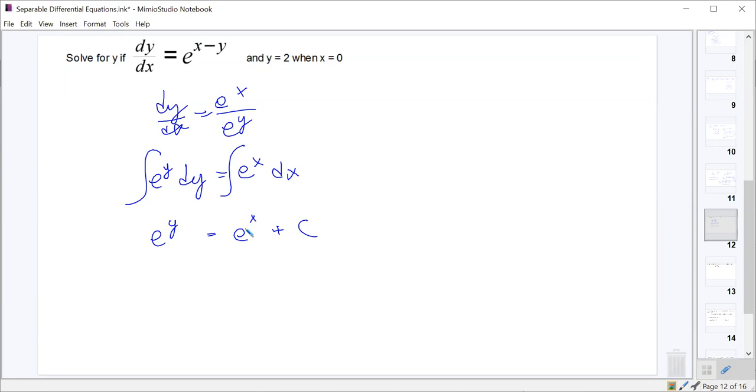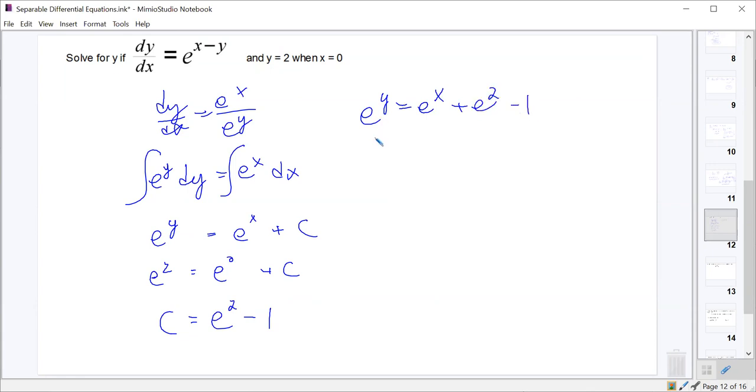And now we will solve for that constant. So e to the y, right? Y is 2, so e squared. And then e to the 0 because x is 0. And what does that give us for a constant? Our constant should be e squared minus what? 1. Everybody good there? So we've got e to the y equals e to the x plus e squared minus 1.